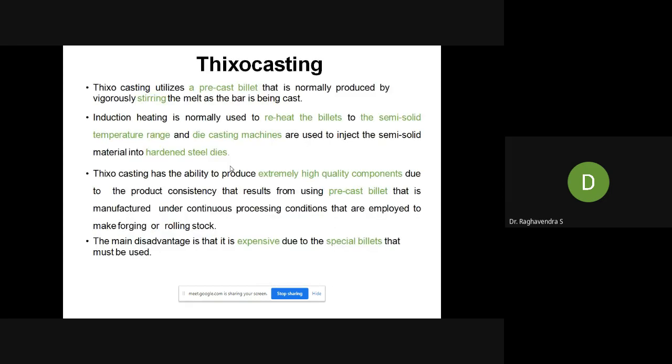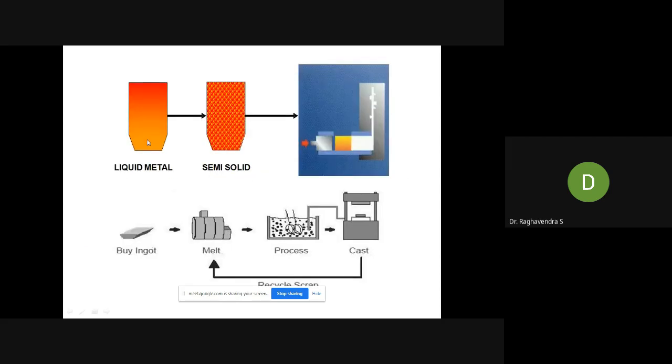So why do they use thixo casting? Thixo casting utilizes a pre-cast billet that is normally produced by vigorously stirring the metal being cast. Induction heating is normally used to heat the billets to the semi-solid temperature range, and die casting machines are used to inject the semi-solid material into hardened steel dies. Once they get the molten state, they allow partial solidification only. Then you get the semi-solid state. When they get the semi-solid state, they pour it inside the dies.